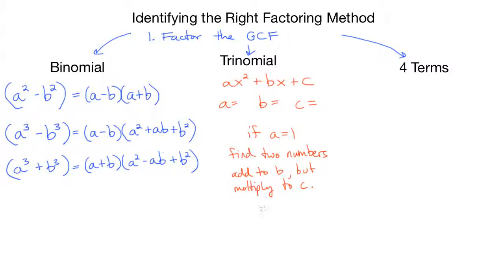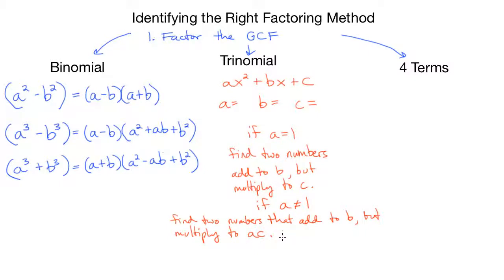For all else, however, if your leading coefficient is not 1, well, then we've got some other, more complicated things we need to do. We still need two numbers. So we're going to find two numbers that add to b. That part's the same. But they also multiply to equal a times c. So we have to use that a coefficient now. So, two numbers that add to b but multiply to a times c.